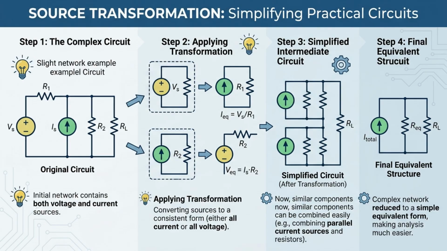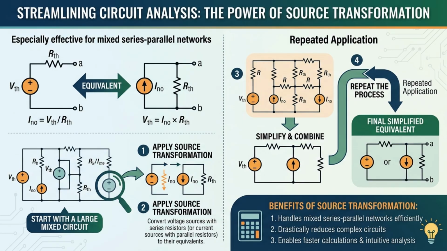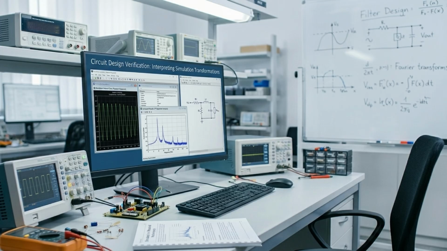In practical circuit analysis, source transformation is used to simplify networks that contain combinations of voltage and current sources. By converting sources into a consistent form, engineers can reduce complex circuits into simpler equivalent structures. It is especially useful when dealing with mixed series and parallel networks. Repeated application of source transformation can reduce a large circuit into a single equivalent source and resistance, making calculations much faster and more intuitive. Simulation tools often perform these transformations internally, but engineers must understand the concept to interpret results correctly and verify circuit behavior during design and troubleshooting.